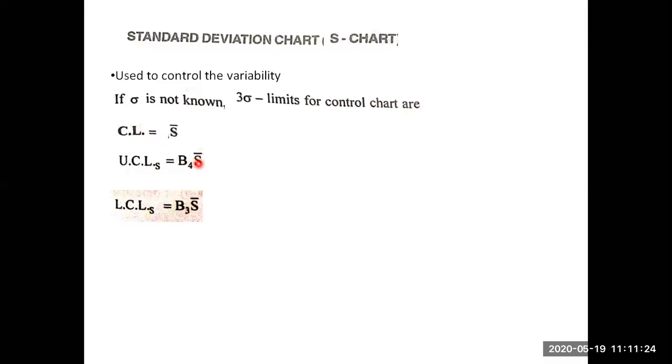What is meant by S bar? S bar is the summation of the standard deviations of each sample, divided by the number of samples. You sum all the standard deviations of the samples and divide by the number of samples, and you will get S bar. Okay, so this is about this one.